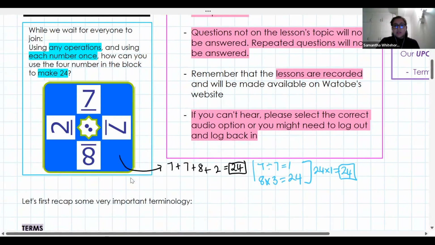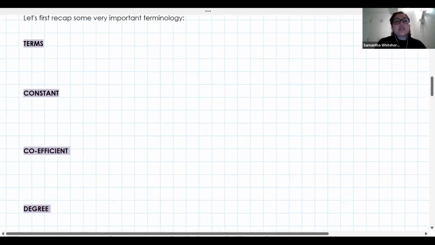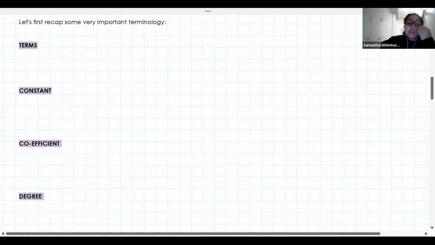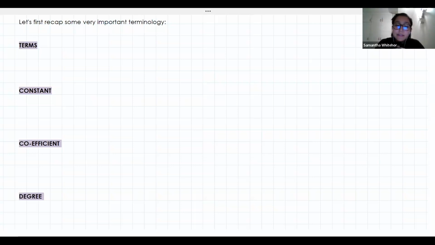Okay, but let's jump into it. So all we're going to do to start off with is just recap some very important terminology that we need to know in algebra. We often like to ask you these sorts of questions.